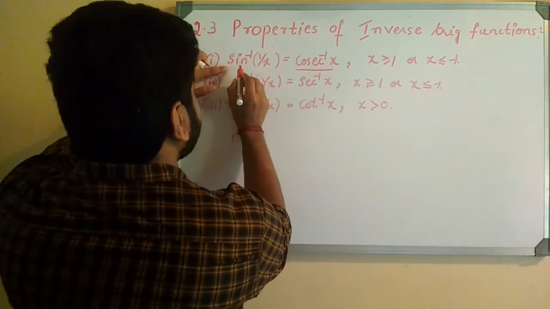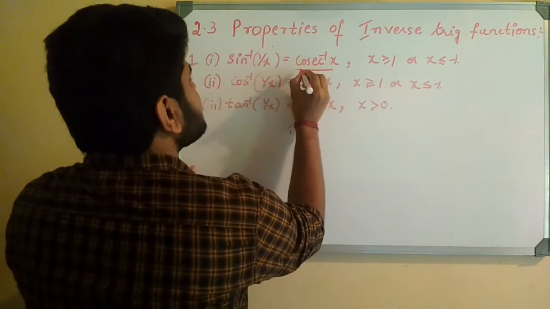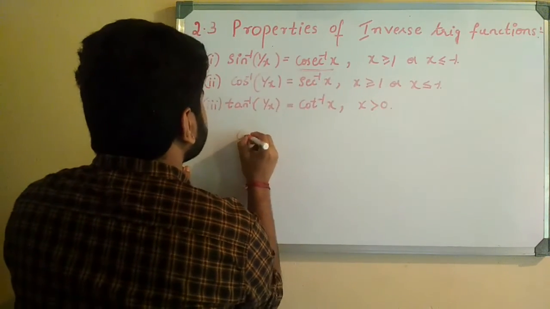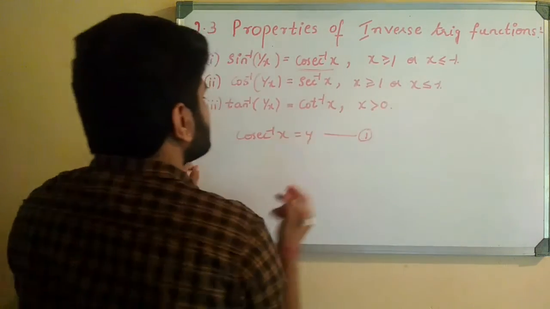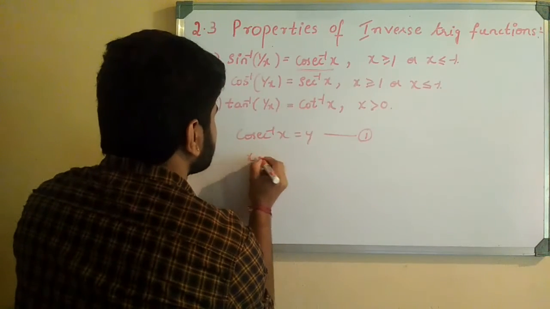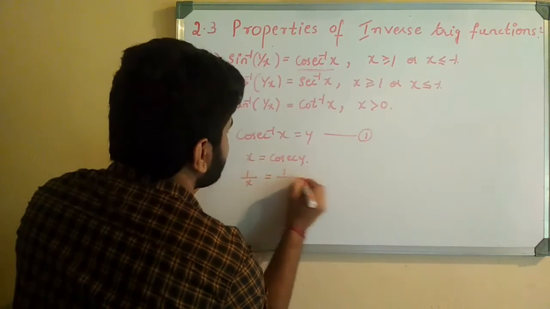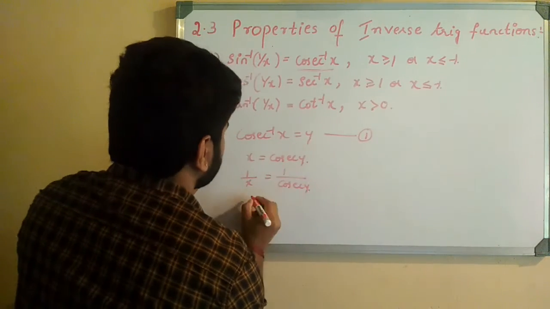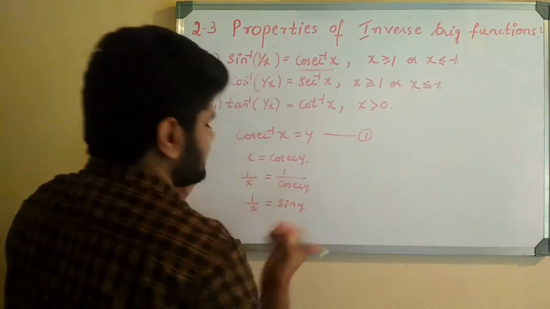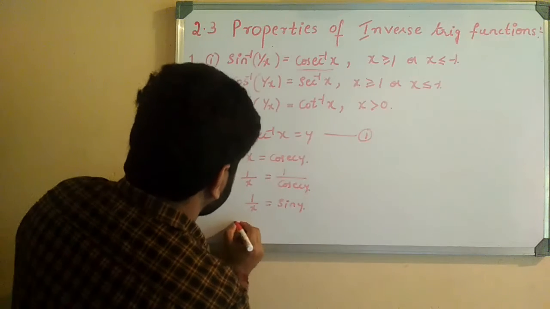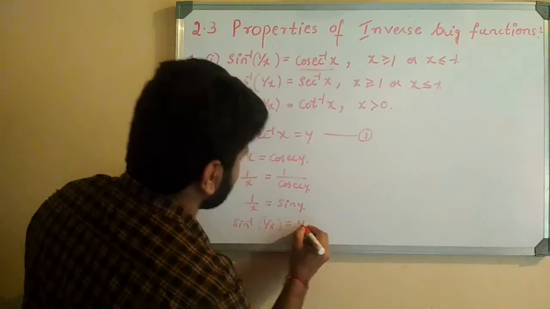In that, the first one is sin inverse of 1 by x is equal to cosecant inverse x. To prove this, first you have to consider cosecant inverse x is equal to y. So when it goes to that side, x is equal to cosecant y. 1 by x is equal to 1 by cosecant y, which is sin y. When it goes to that side, sin inverse of 1 by x is equal to y.